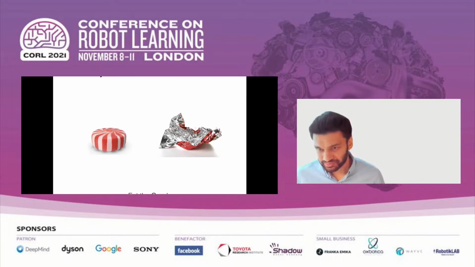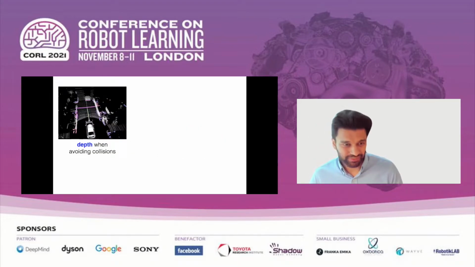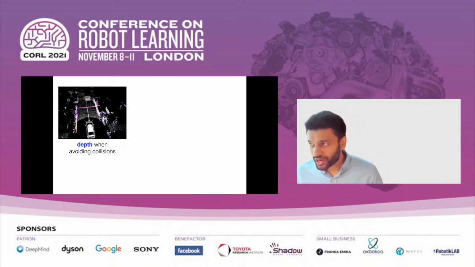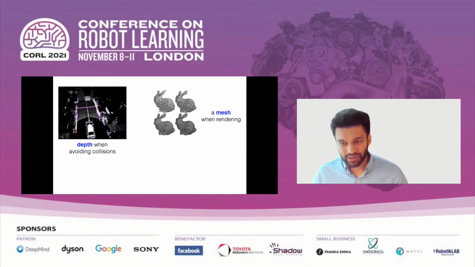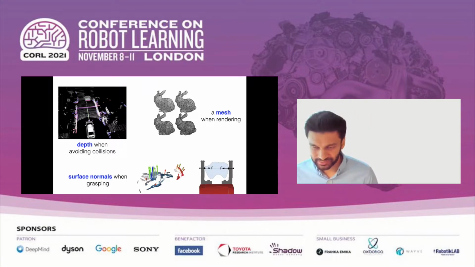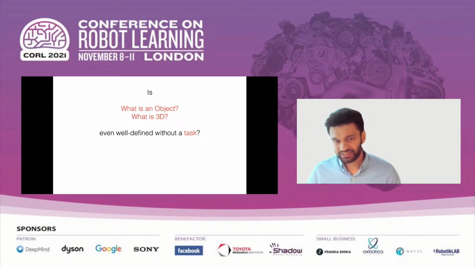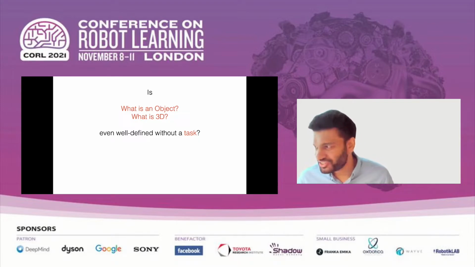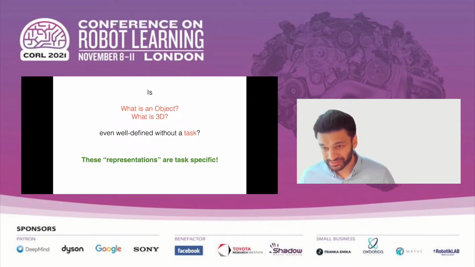Similarly, if you consider 3D, it is depth when you want to avoid collisions. It is mesh when you want to render, and it becomes surface normals when we want to do grasping, right? So even these ideas, such as objects and 3D, which we assume are good priors, cannot be defined without a task. There may not exist a universal task-agnostic representation, right?